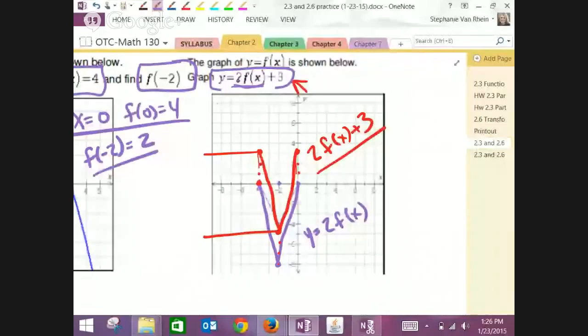You could have done it all in one step. You could have said, okay, this times 2 is 0, and then add 3. This times 2, and then add 3. And then this times 2 and add 3, and gotten the red graph straight forward.